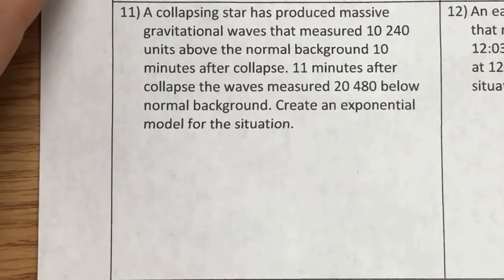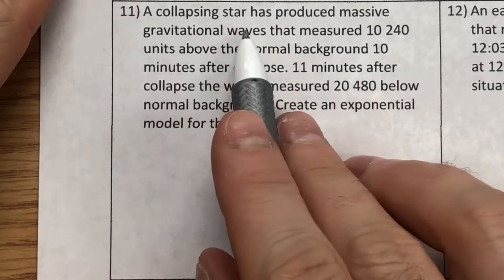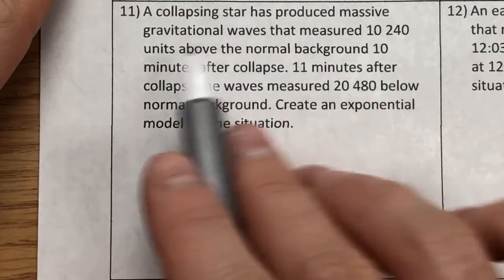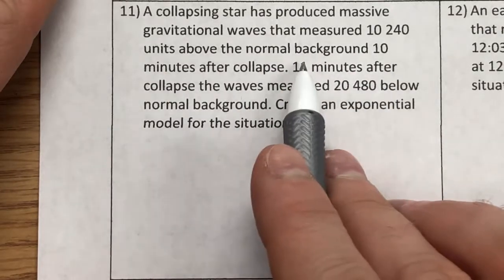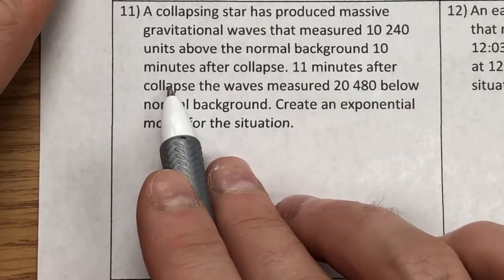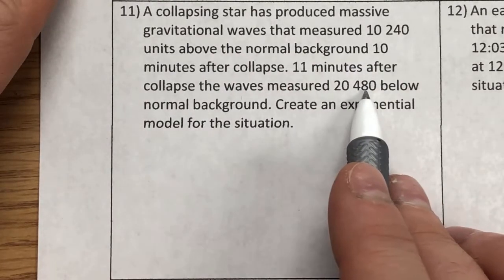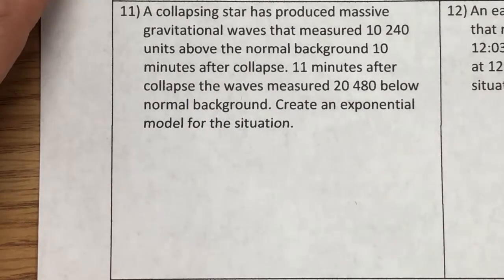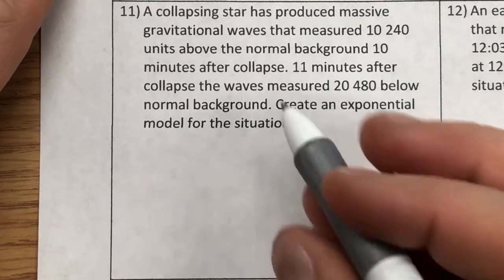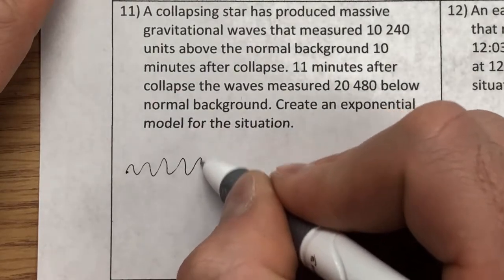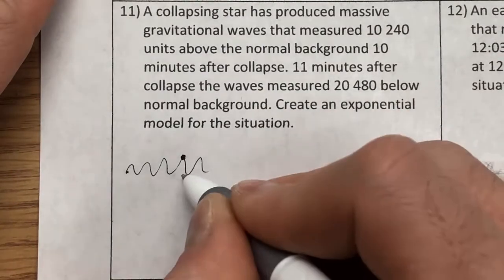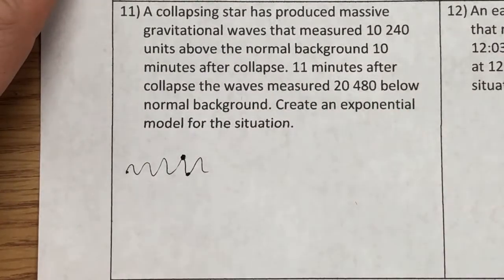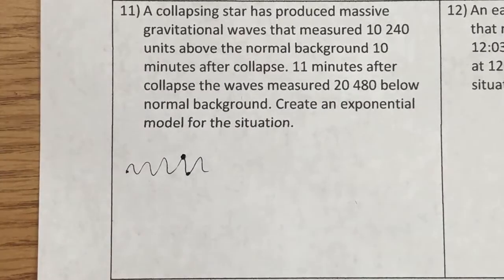Okay, so let's see how well you did on that. We have a collapsing star that produced gravitational waves that measured 10,240 units above normal background 10 minutes after collapse. And then 11 minutes after this star collapsed, the gravitational waves measured 20,480 below normal background. Okay, so it looks like these waves are waving, and at 10 minutes we're measuring something like a peak, and at 11 minutes something that's a trough, or somewhere in between. Let's see if we can figure that out.